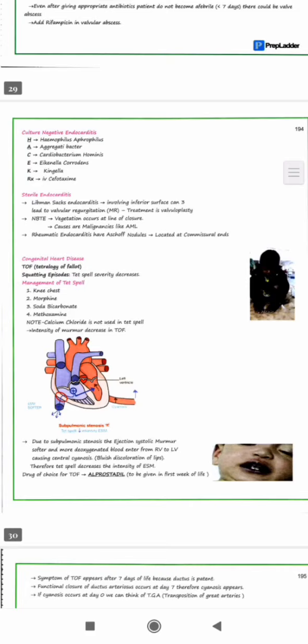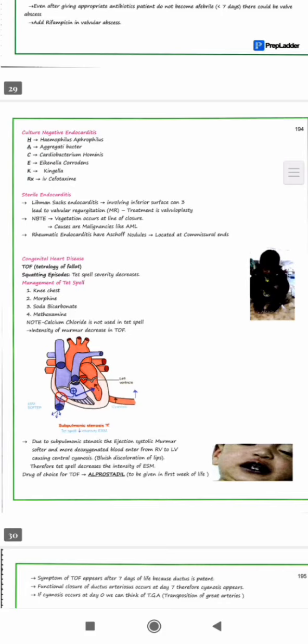Now, prosthetic valve endocarditis is very famous. Now, the modified Duke's criteria, which is asked many times in exams. Now there is culture negative endocarditis. This is broadly explained. Now the congenital heart diseases, we have to go for the tetralogy of Fallot, which has a squatting episode.